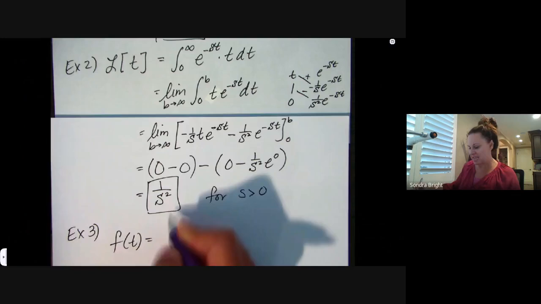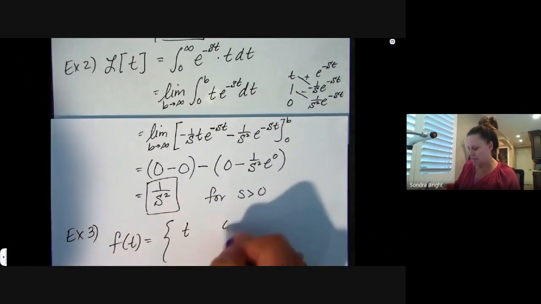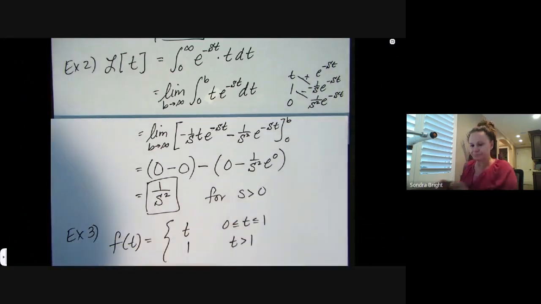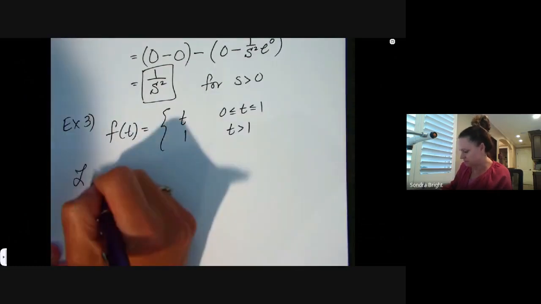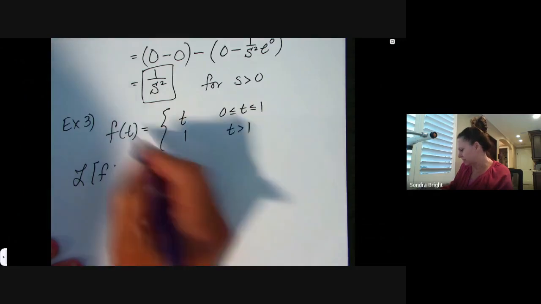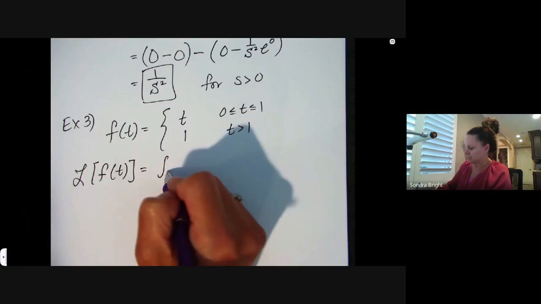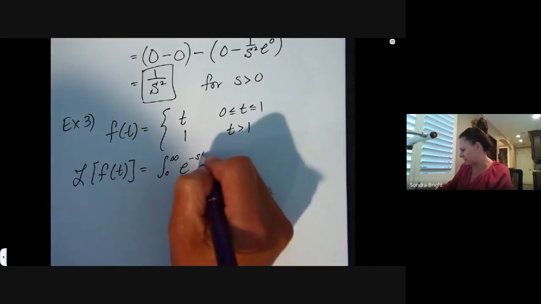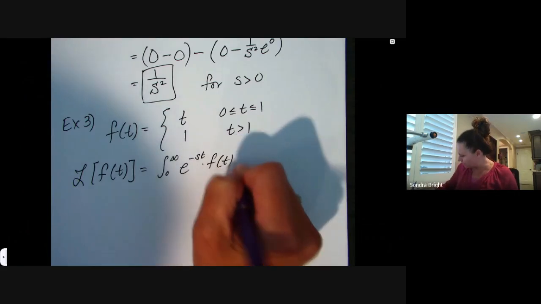And we're going to say it's t for when t is between 0 and 1, and it's a 1 for when t is greater than 1. Okay, so by definition, this L of f of t, remember, it's by definition this improper integral of e to the negative st times f of t dt. That's by definition what it's equal to, right?